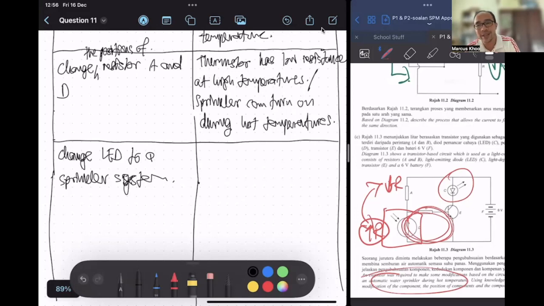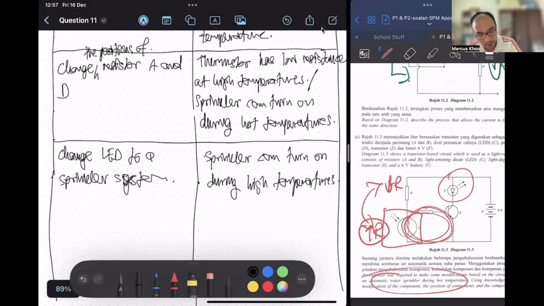Well, the reason is because you want to build a sprinkler system, right? So I guess you can use the same reason. Okay, the sprinkler can turn on during high temperatures.